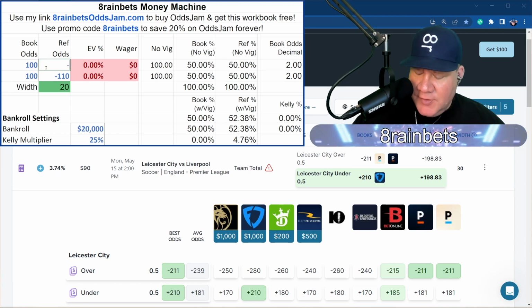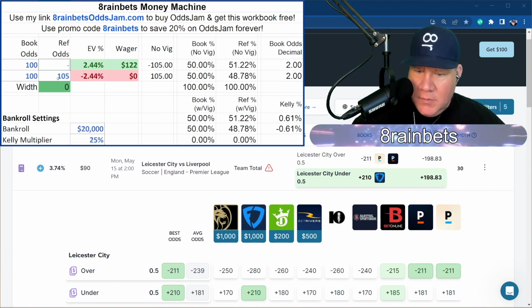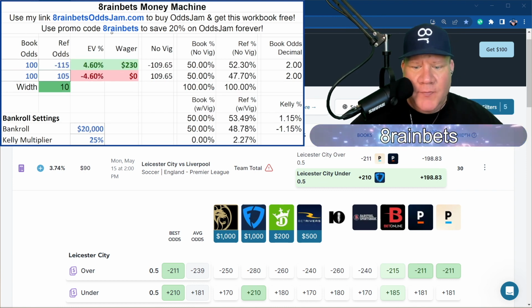So in some cases, you're going to see something like minus 105 and minus 105, so you're going to see a 10 width. You could also see, maybe they have a plus 105 and a minus 115. So you have a width of 10 because, again, it's different. So it's factoring in the pluses and minuses.